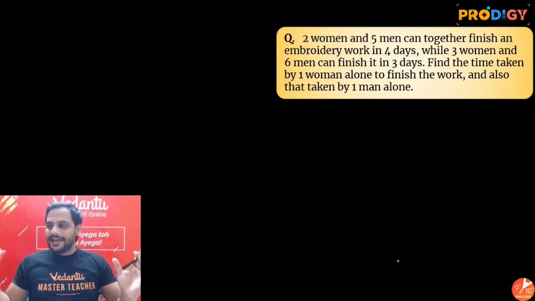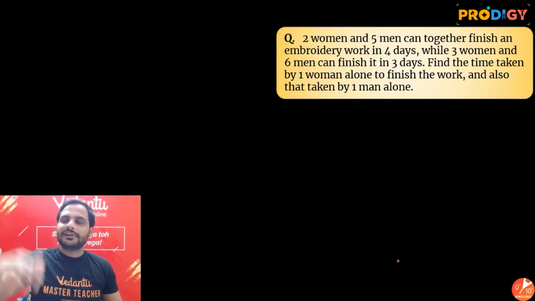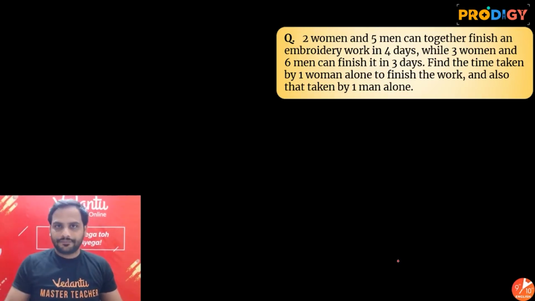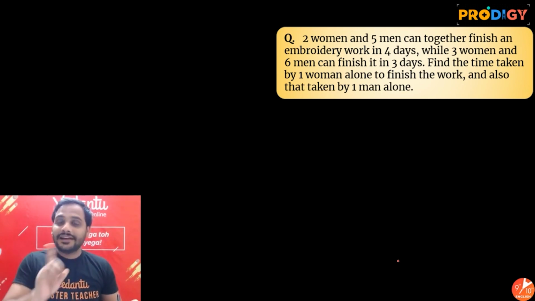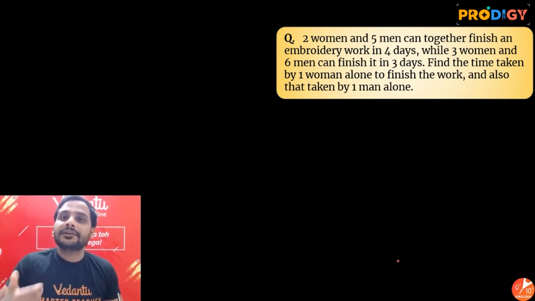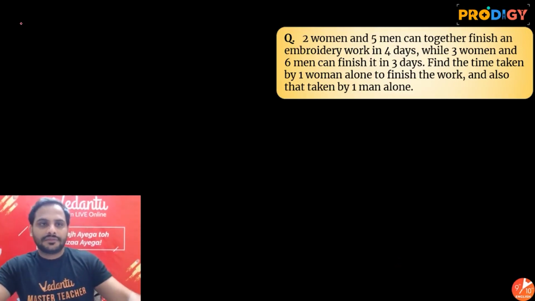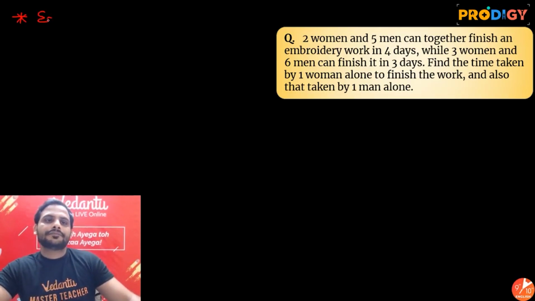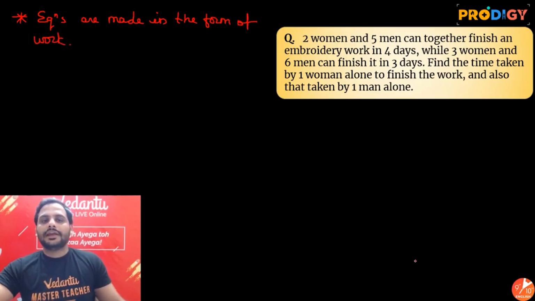You are making 2 chairs, I am making 3 chairs. In one day we prepared 5 chairs. 100 chairs is the target. How many days will it take? 100 by 5, 20 days. Done. I cannot say, suppose I take 10 days and you take 20 days, that we work together 30 days. No, time is not added, we add work. So the first important point is that equations are made in the form of work.